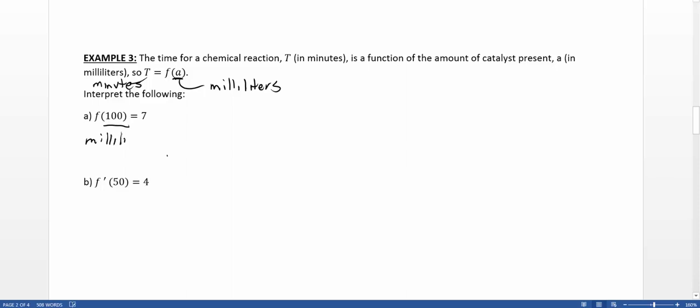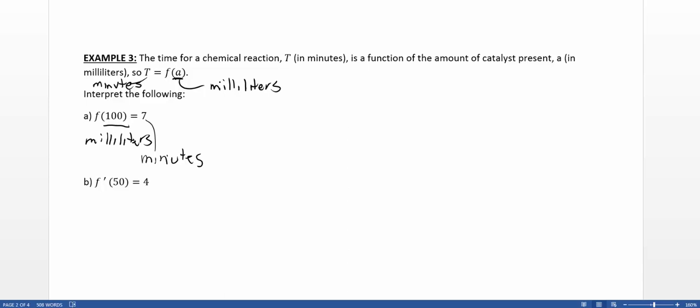had initially thought. But remember that my independent variable A is what I'm plugging in. So I'm talking about what happens when I have 100 milliliters. Now 7 is going to be my time, and 7 is going to be in minutes. Notice here I'm not talking about the derivative. I'm just talking about F of 100 equals 7. So I'm talking about the time for the chemical reaction when 100 milliliters are present. So the time for the reaction is going to be 7 minutes.